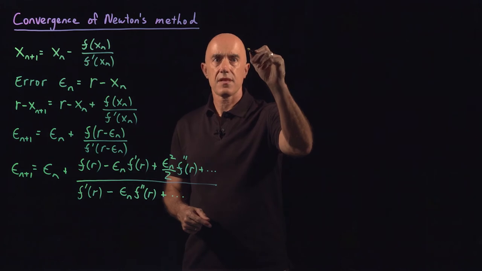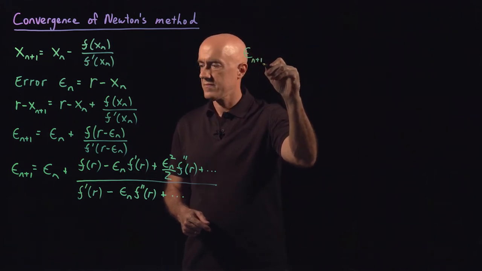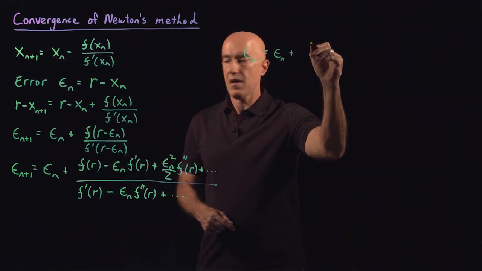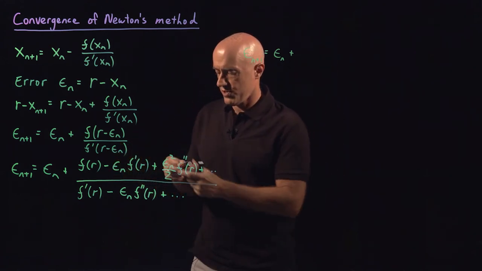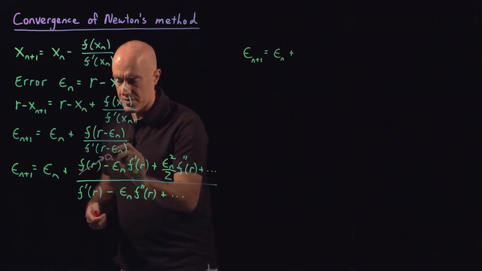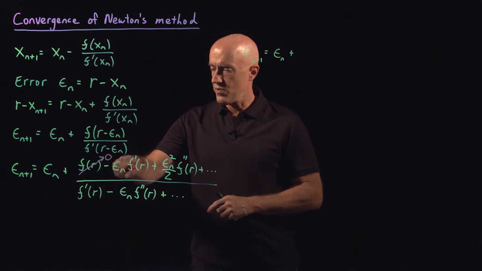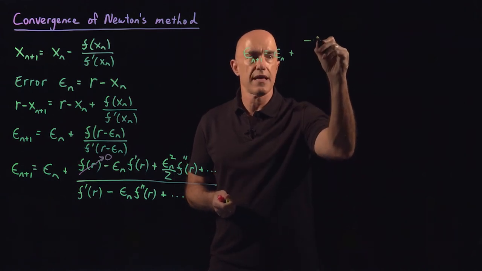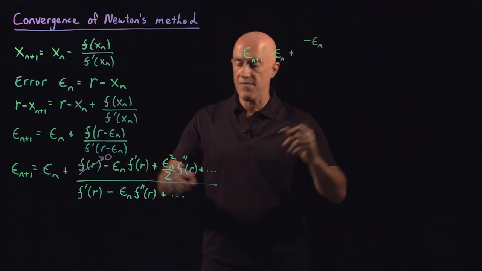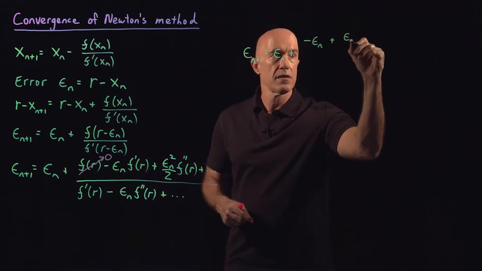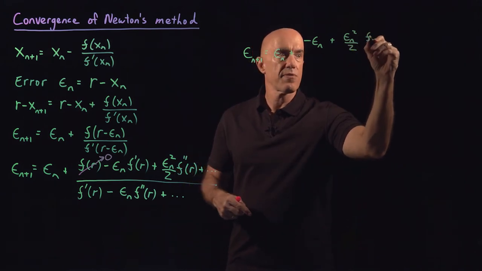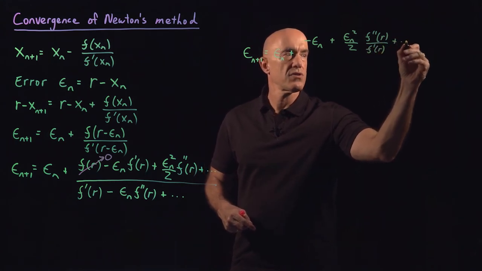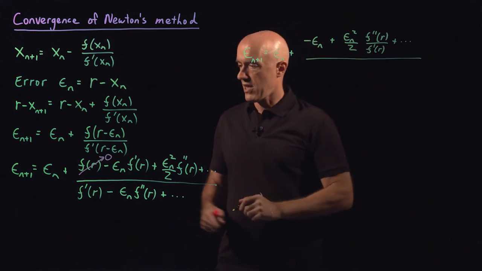So we have epsilon_{n+1} equals epsilon_n plus, and then we divide by f prime. f of r, remember, is 0, so we should make use of that. So r is a root, so that term is 0. We divide minus epsilon_n f prime of r by f prime of r, and that becomes minus epsilon_n. And then we have plus epsilon_n squared over 2 times f double prime of r over f prime of r, plus other terms that depend on epsilon_n cubed.